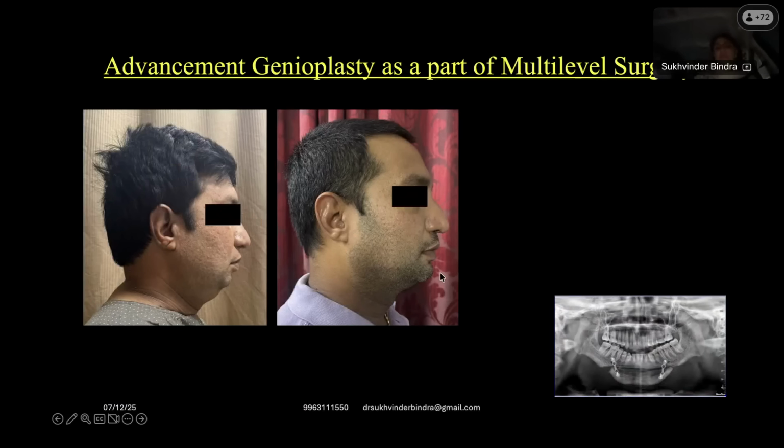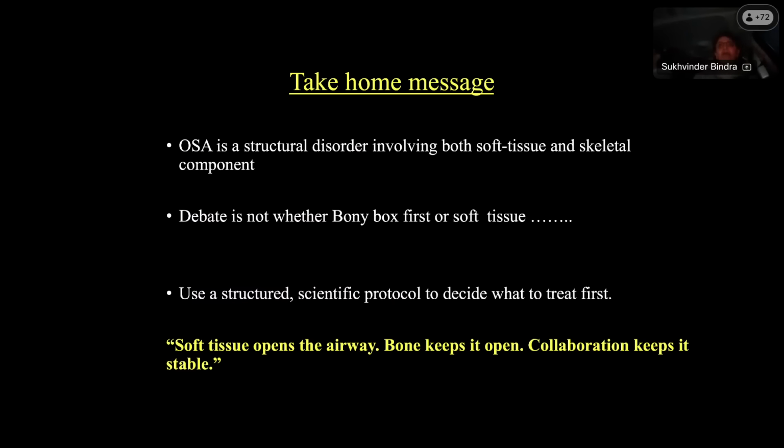In this patient, it was done as a part of multi-level surgery. His nose, palate, and chin were all addressed in the same sitting. So in the end, I would like to conclude by saying that OSA is a structural disorder which involves both soft tissue and skeletal component.